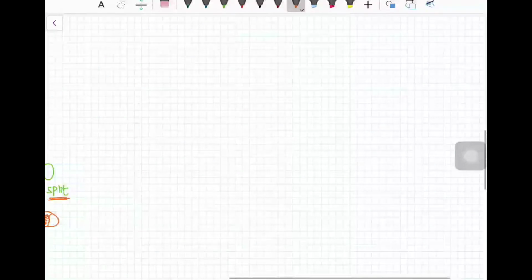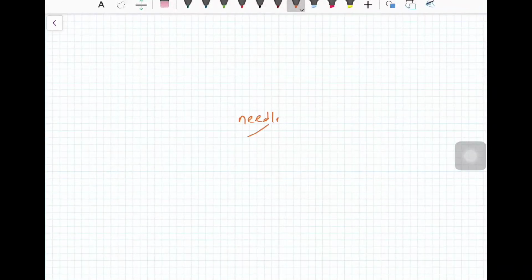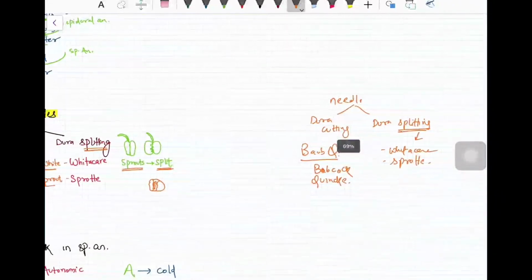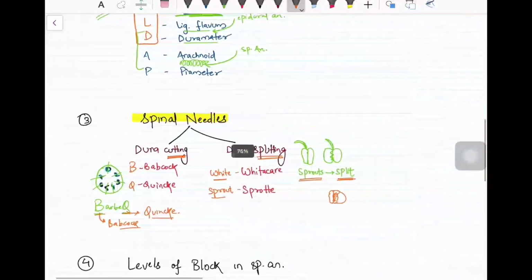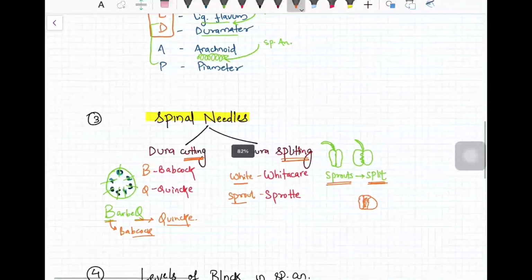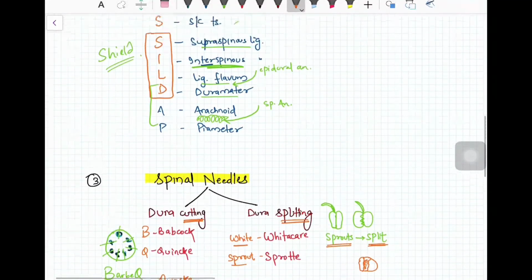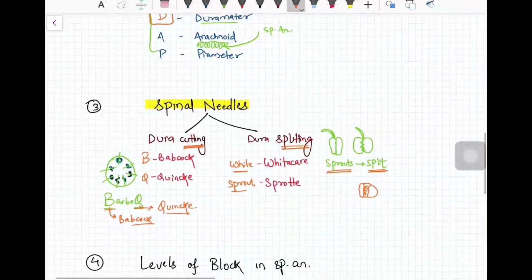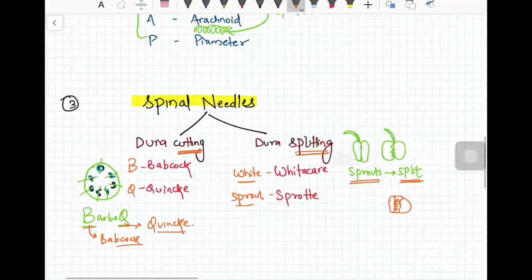So just to summarize, we have the needle which can be either dura cutting or dura splitting. In cutting we have the barbecue. So in barbecue we cut everything. So B says Babcock and Q says Quincke. Then two splitting. Splitting says white sprouts. So white sprout says Whitacre and sprout says Sprotte. It seems difficult, but if you revise it once or twice, it will be easy. And I'll suggest you, wherever you have written these topics, you can just add these points at the end of your notes or in a sticky note, so that you can easily remember whenever you revise.